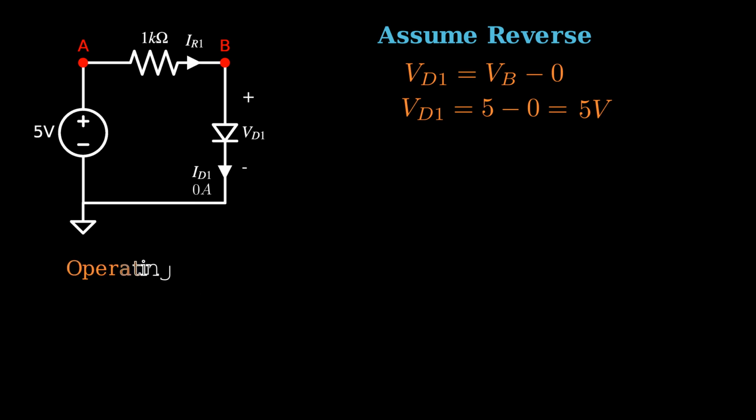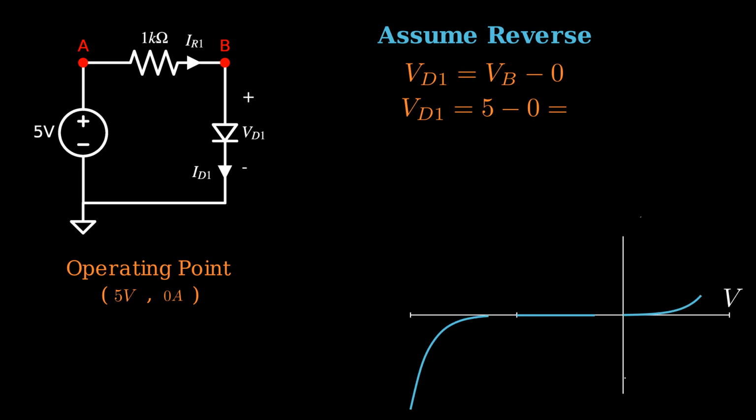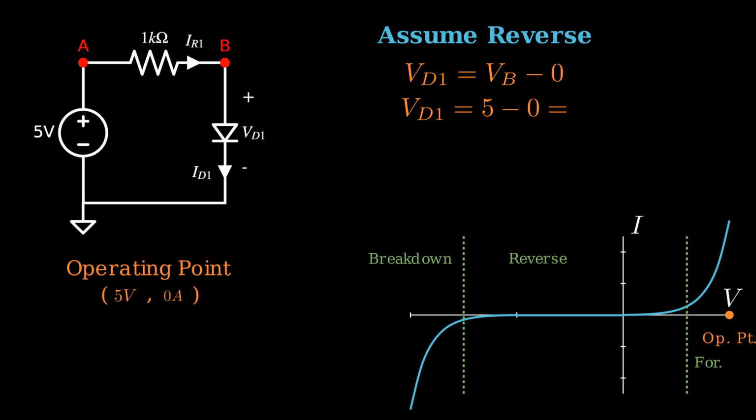Collecting the results of analysis for the operating point, and considering where that is on the VI curve, we see that it is not feasible to have positive 5 volts across the diode and not have current flowing through it. The point is nowhere near the VI curve and is therefore not a feasible solution. One more bad assumption to consider.